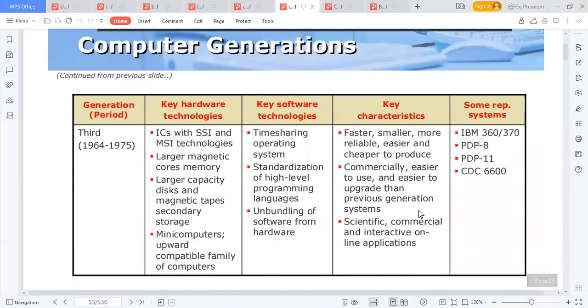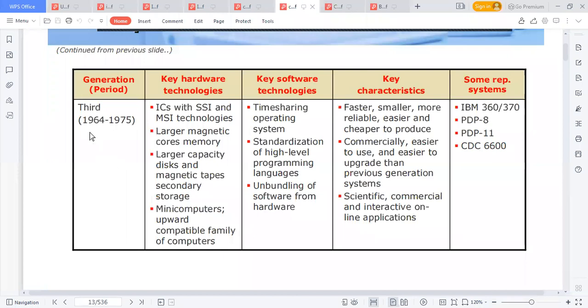Now another one, the third generation. The third generation runs from 1964 to 1975. It used ICs with SSI and MSI technologies, which is very updated technology compared to the first and second generations. IC means integrated circuit, which was developed then. There were SSI and MSI technologies and larger magnetic core memory. Previously it was only core memory, but here larger capacities, and magnetic tapes as secondary storage were added.